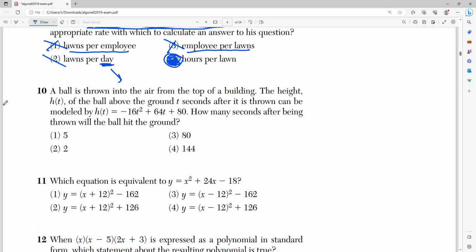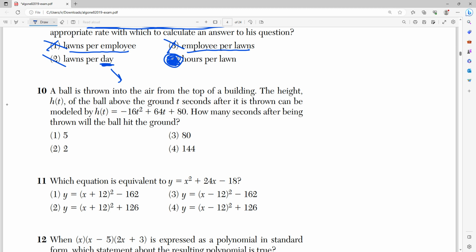So number 10 asks, a ball is thrown in the air from the top of a building. The height h of t of the ball above the ground t seconds after it was thrown can be modeled by h of t is equal to negative 16t squared plus 64t plus 80. How many seconds after being thrown will the ball hit the ground?